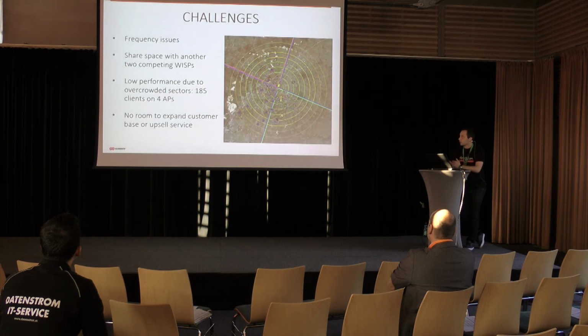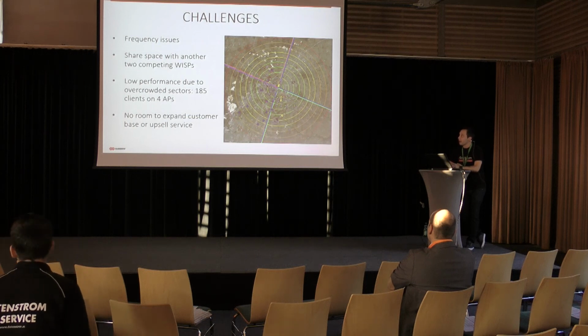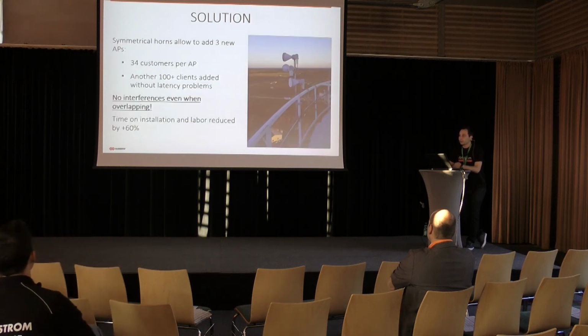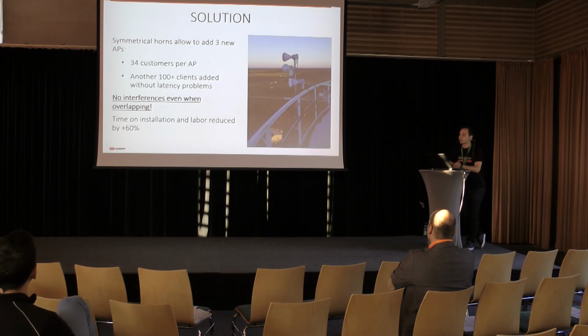So this is how it was before. He had problems with low performance due to the number of clients, 185 clients and 4 APs, didn't have any space, and he was sharing the space with another 2 service providers. So this is the solution. Just one pole with 3 symmetrical horns, so he added 34 customers per AP, so he got more than 100 clients with the same conditions.